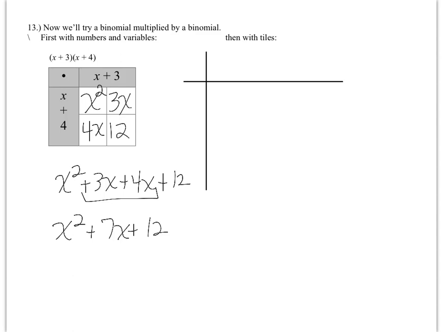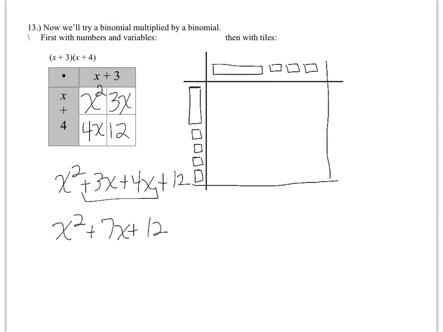So now if we do it with tiles, on the top I'm going to put an x plus 3. So I have an x tile, and I have 3 ones. And onto the side, I'm going to put an x plus 4. So I'm going to have an x tile and 4 positive 1's. And once you have that, you're going to draw your boundary. So I always start by trying to draw my rectangle. And then you draw lines in between all of the tiles. So it looks like this. And what you're doing is you're creating spaces for those tiles.